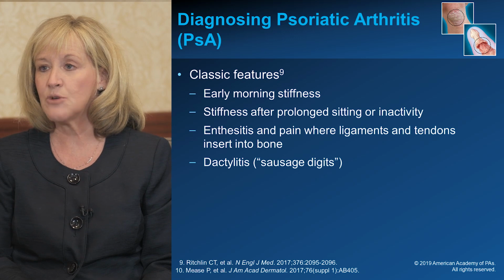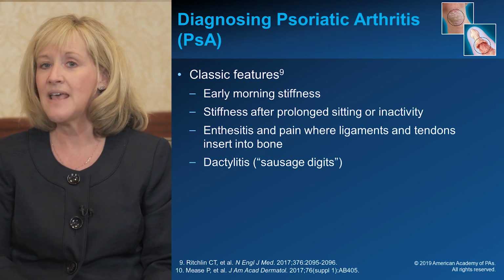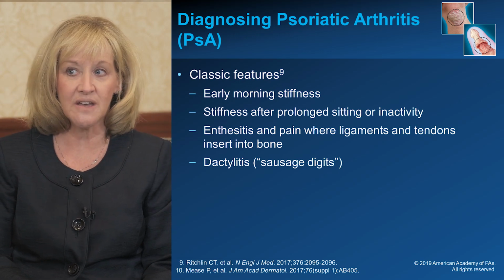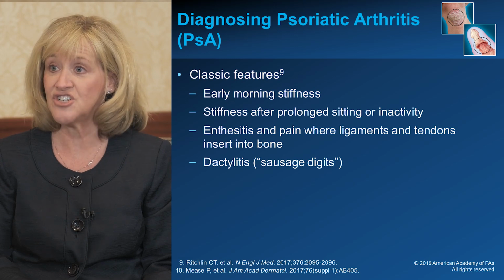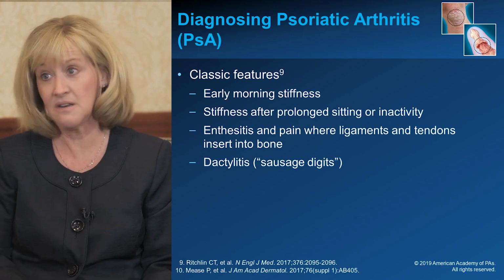And then finally, what we refer to as sausage digits or dactylitis. And when you think of dactylitis, it's not just inflammation of the joints themselves, it's the entire digit. We see that more commonly in the toes than in the hands, but it can occur both places. Most commonly, we do see skin manifestations with psoriatic arthritis, but that's not necessary, and it may only be, as an example, nail findings and no other skin manifestations.